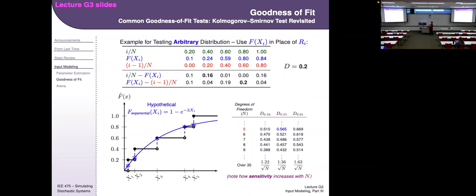Are there questions about the KS test for arbitrary distributions? If you know how to do it for the uniform, it's identical. Just before you do the uniform part, you take your data and run it through the CDF to generate new values that you then test for uniformity after that transformation. So, questions about that?